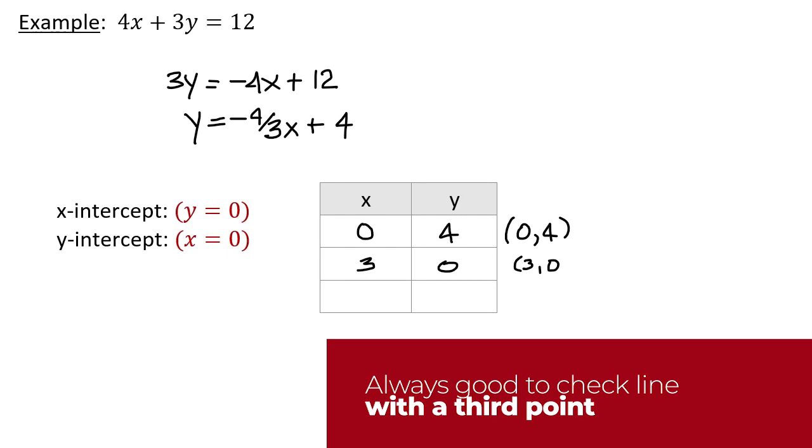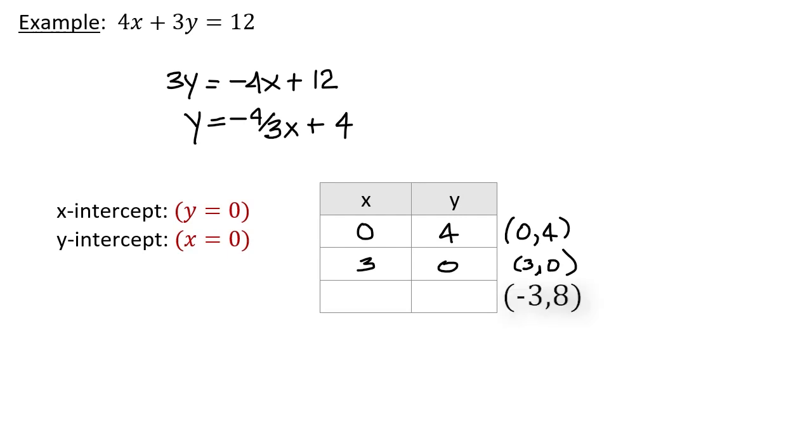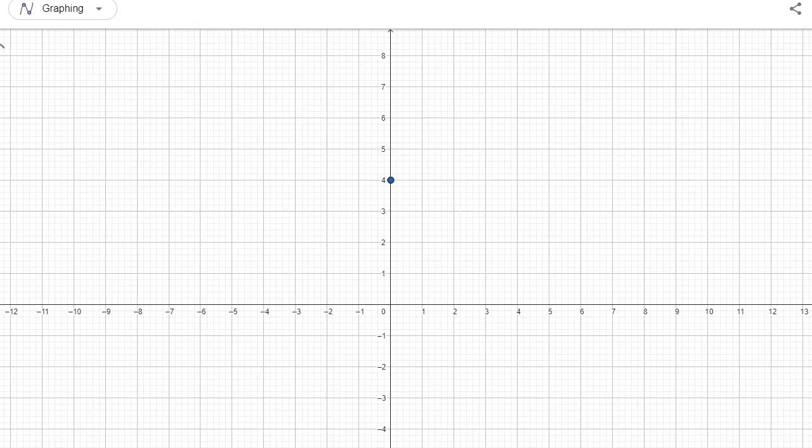So technically, in order to graph a line, you really only need 2 points. But it's always a good idea to do a checkpoint, just as a sanity check. So let's try x equals -3, y is 8. When x is 0, y is 4. When x is 3, y is 0. And our checkpoint, when x is -3, y is 8. And that enables us to graph our line.